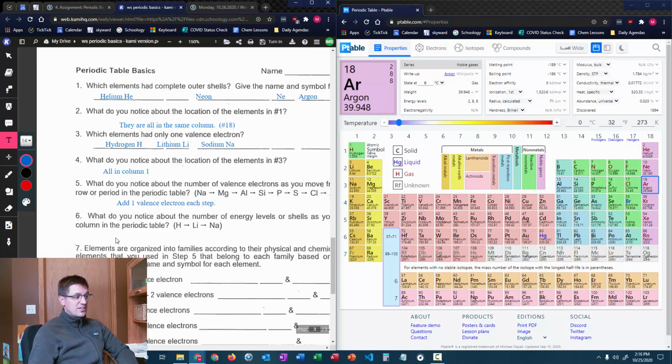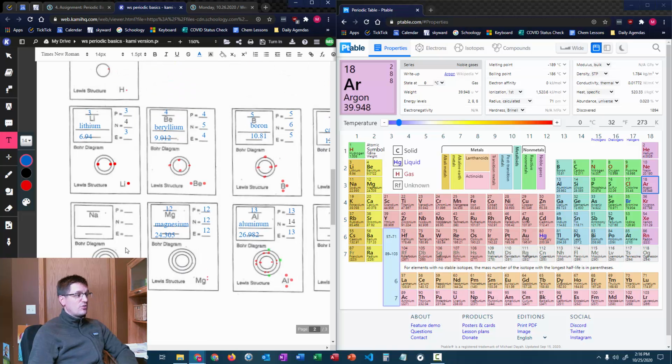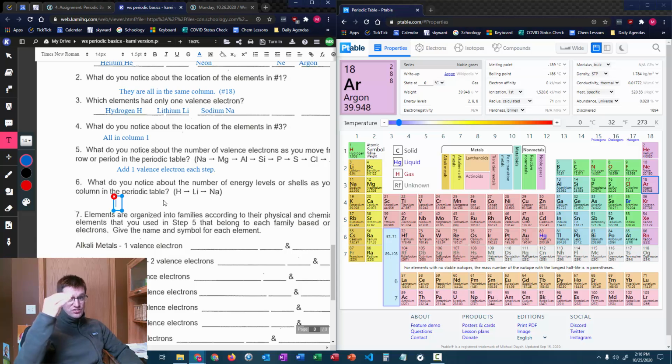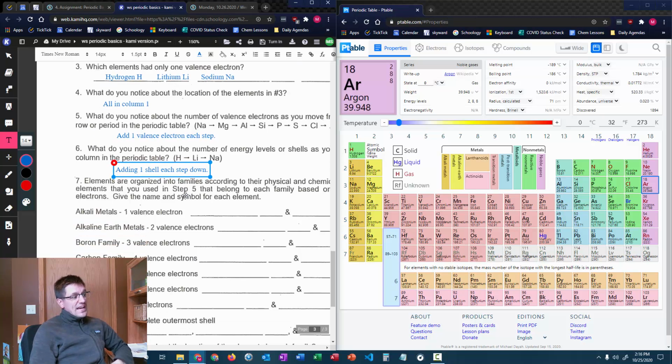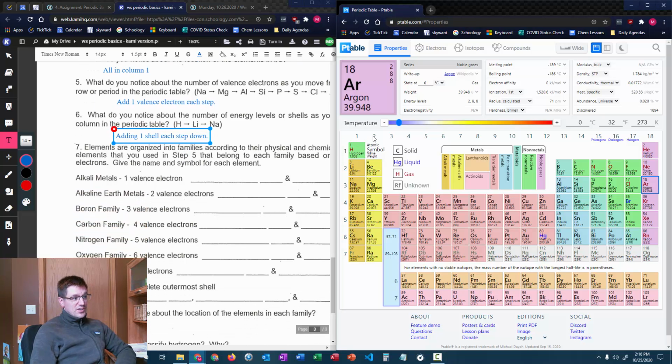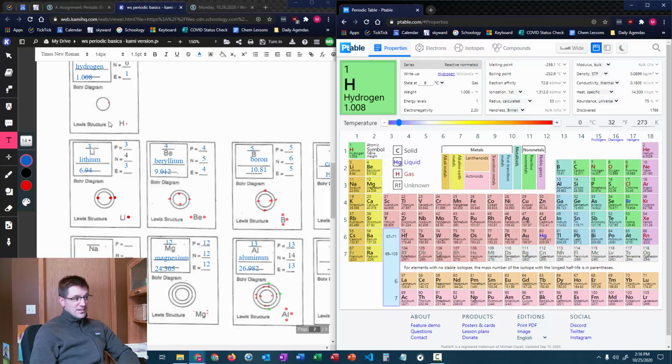And then earlier I already said the answer to number 6. If you go from hydrogen down to lithium and then down to sodium, what do you notice about the number of shells? 1 shell, 2 shells for lithium, 3 shells for sodium. We're adding 1 shell each step down. In fact, look at these group numbers again over in ptable.com. Everything on the first column has 1 valence electron. Beryllium and magnesium, those are both in group 2, and they have 2 valence electrons.